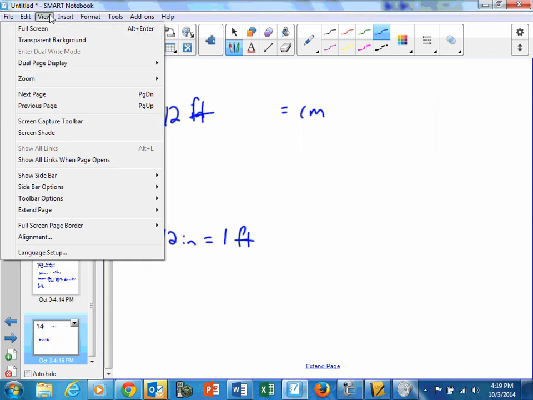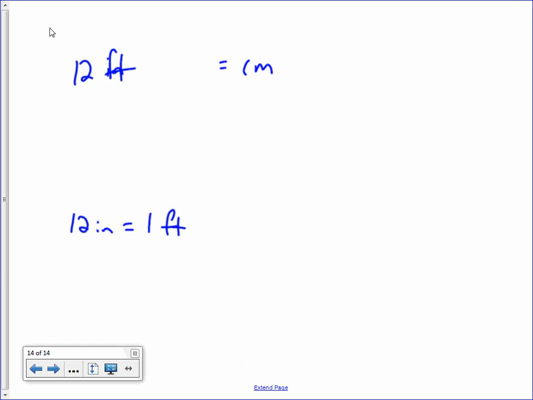So I found the page for you, the page that you would want to mark in your textbook. It's page 814. Page 814 has all of the conversions that you would need. As I was saying, you need to know there are 12 inches in 1 foot, and that in 1 inch there are 2.54 centimeters.